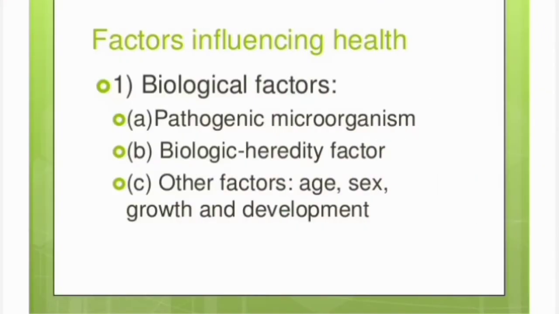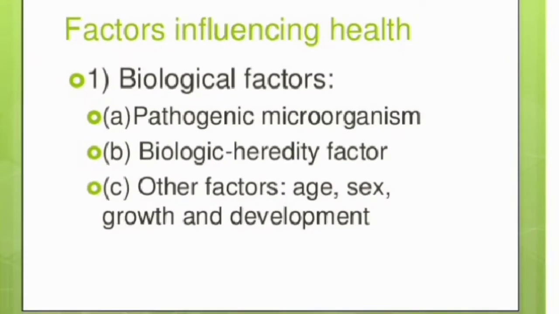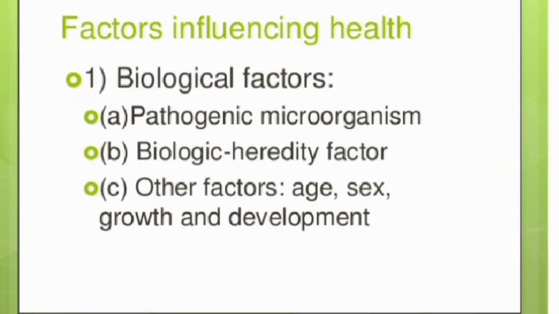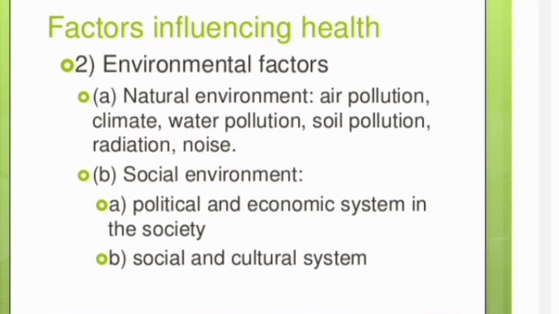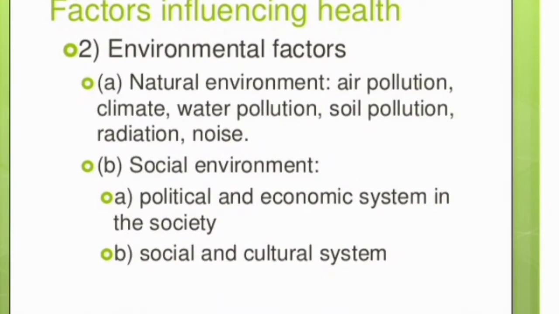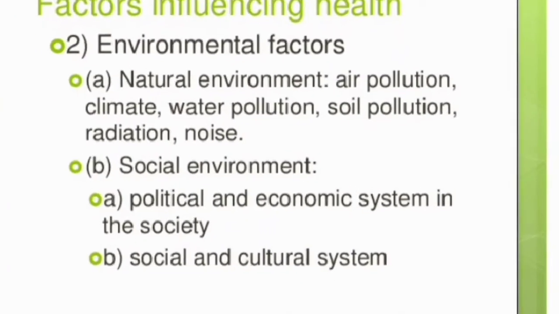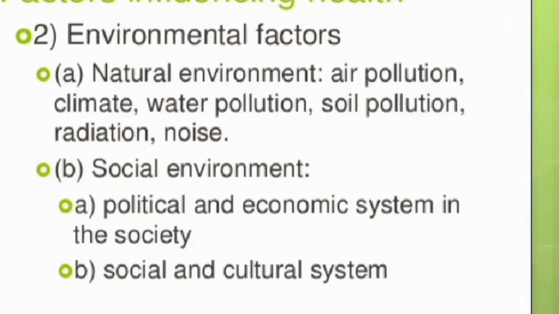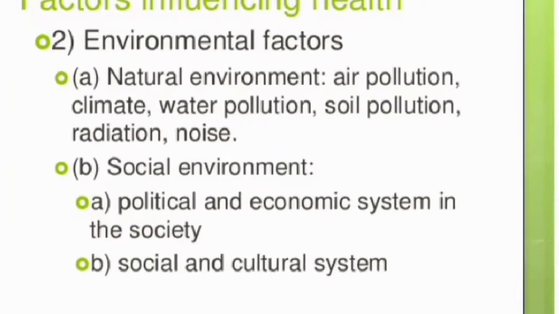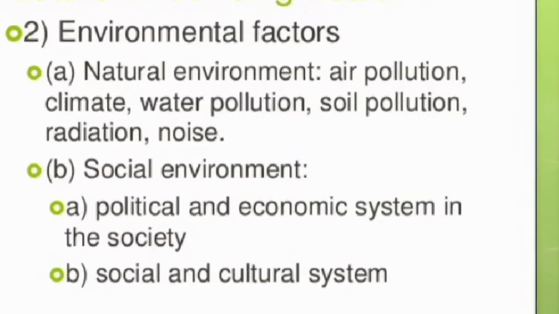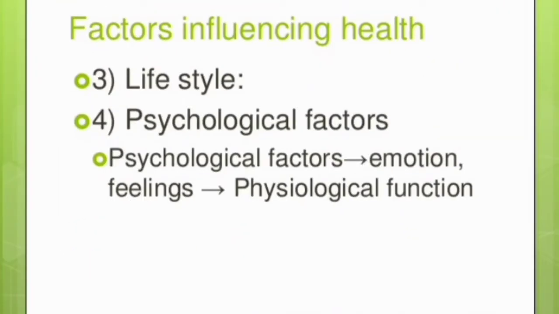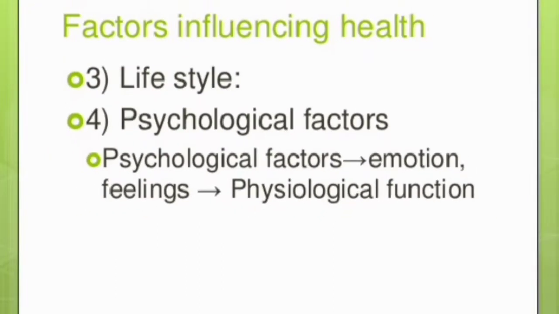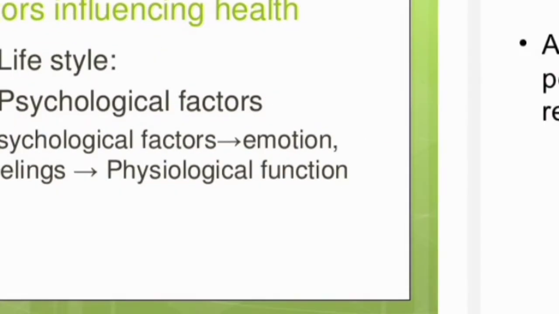Next, the factors influencing health. Biological factors: pathogenic microorganisms, biological heredity, and other factors like age, sex, growth and development. Environmental factors: the natural environment, including air pollution, climate pollution, water pollution, soil pollution, radiation pollution and noise pollution. And the social environment: the political and economic system in the society, and the social and cultural system. Then lifestyle and psychological factors, like emotions, feelings and physiological functions. These are the factors influencing health.